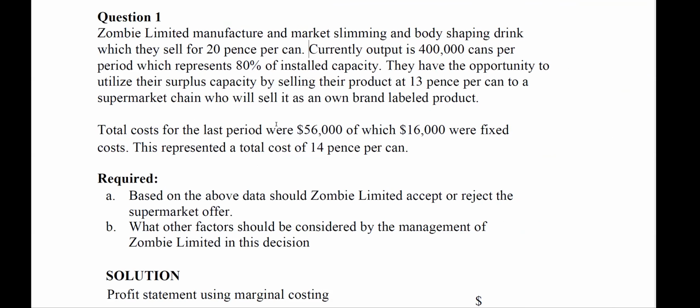All right. So, just as we said, variable cost per unit is constant. Now, they are telling you that 400,000 cans represent 80%. They have an opportunity to utilize their surplus capacity, which is the excess of what? If you are producing 80%, the surplus capacity is what percentage? 20%. So if 80% gave us 400,000, the 20% will be what? You can easily find 100% and find the difference, or just find 20%, right?